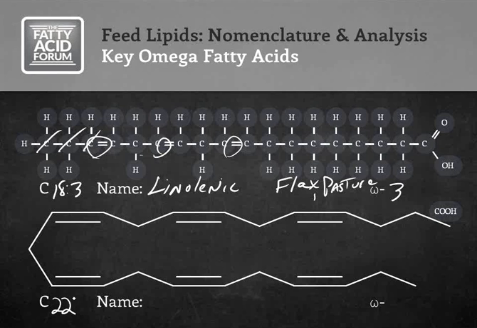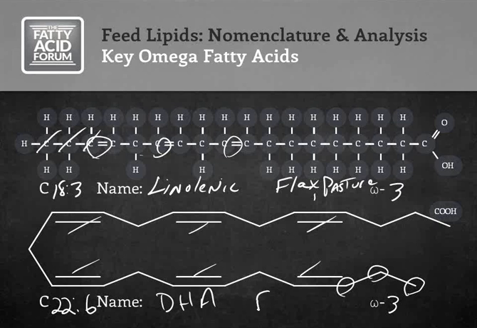Now the last one I wanted to mention is shown at the bottom, a long complicated structure, too long to write in all the carbons. It actually has 22 carbons in the chain. You can count the double bonds here, 1, 2, 3, 4, 5, 6. So it's a 22:6 omega what? This is the methyl end, 1 carbon, 2, 3, it's omega-3. It has a long name, but we're just going to refer to it by its abbreviation, DHA.